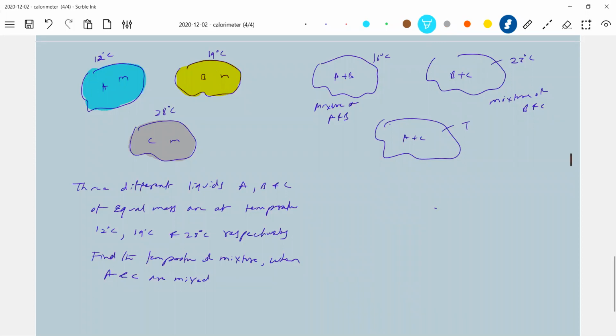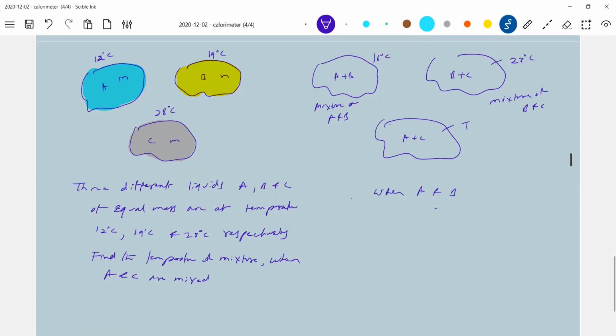Okay, now what to do now? There should be some method. So here first we'll do one thing. First A and B mix up, and we'll see what actually happens. So M into SA, temperature of mixture. Heat lost is equal to heat gained. That's the thing. So who will gain heat?